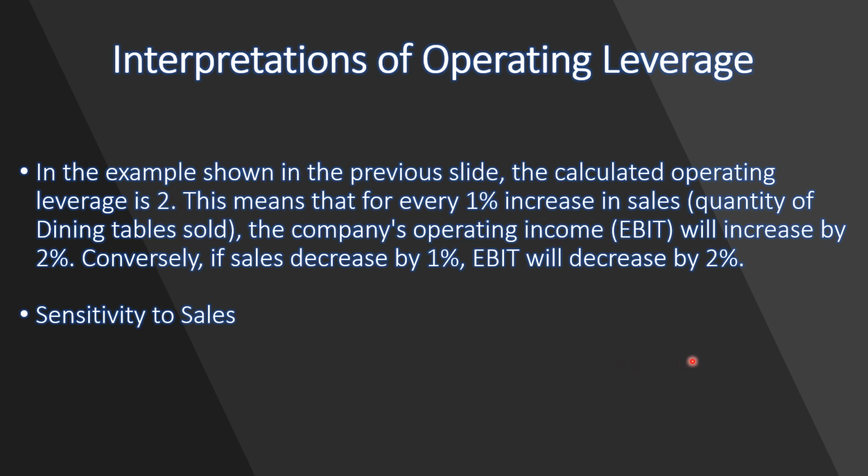Sensitivity to sales. With an operating leverage of 2, the company is relatively sensitive to change in sales. Small increase in sales will lead to proportionately larger increase in operating income, which can be favorable in a growing market. Risk. While high operating leverage can magnify profits in good times, it also increases the risk in periods of declining sales. If sales drop, the company's operating income will decline proportionately faster, potentially leading to losses.